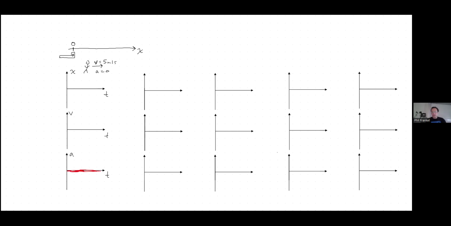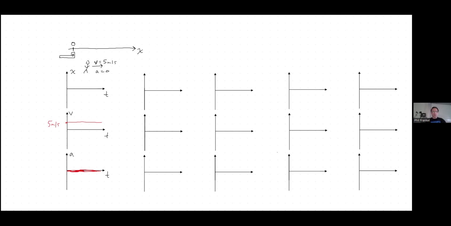As time goes on, the acceleration has a value of 0 meters per second squared. The velocity graph? Well, in my story here, the person is running to the right at a constant 5 meters per second. That means their velocity is not changing over time, but rather has a constant value of 5 meters per second. Take a moment to appreciate that graph. As time goes on, the velocity value is not rising or falling, it's just staying constant.